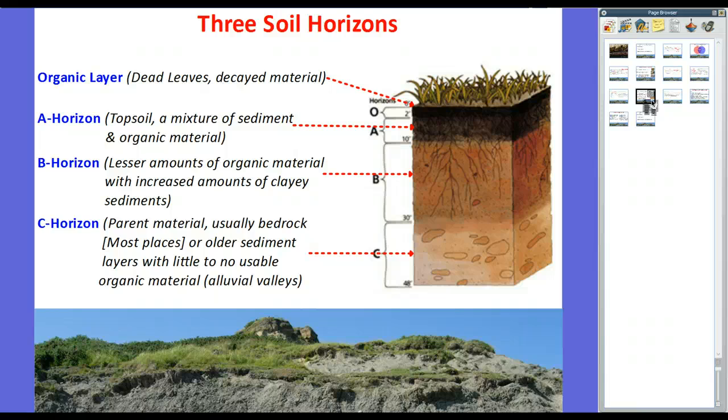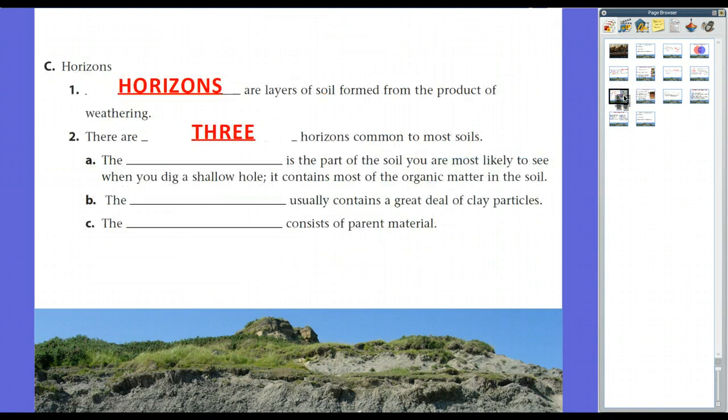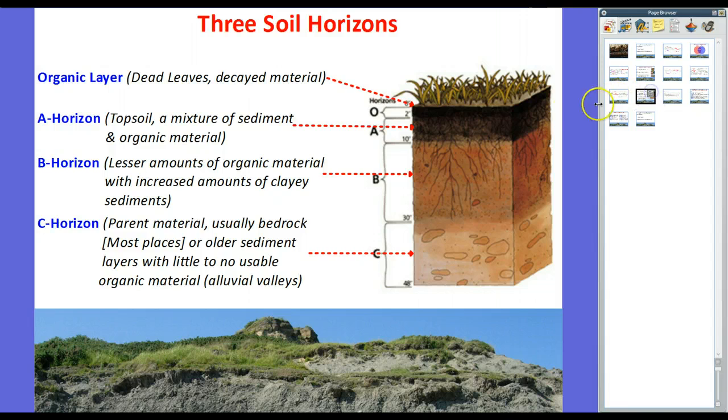So let's start looking at that. The dead leaves and decayed material at the very top of the ground, leaves on top of the ground, things like that, that's your O horizon. That's your organic material. But below that, the actual dirt itself, is the A horizon that we think of. The A horizon is the part of the soil you're most likely to see when you dig a shallow hole. It contains most of the organic matter in soil, and it's usually about 8 to 10 inches, or anywhere from 6 to 10 inches thick.